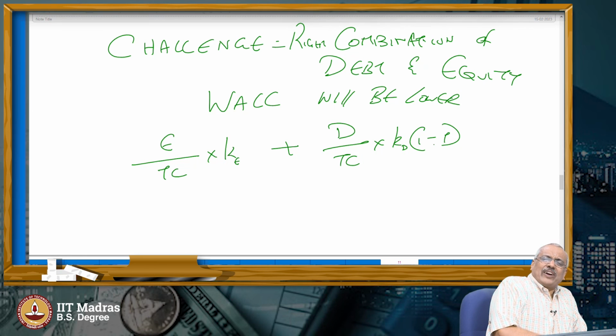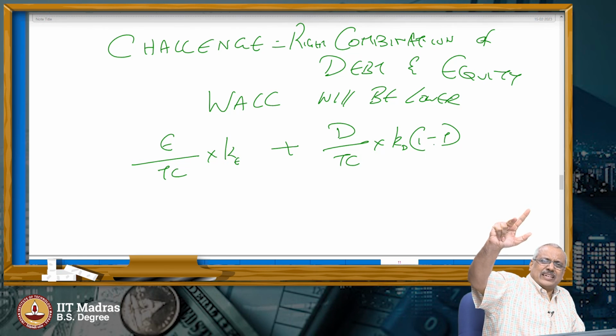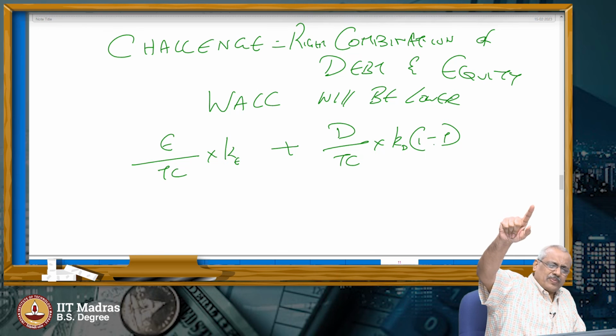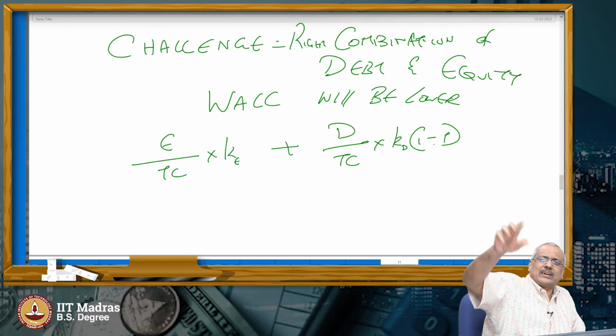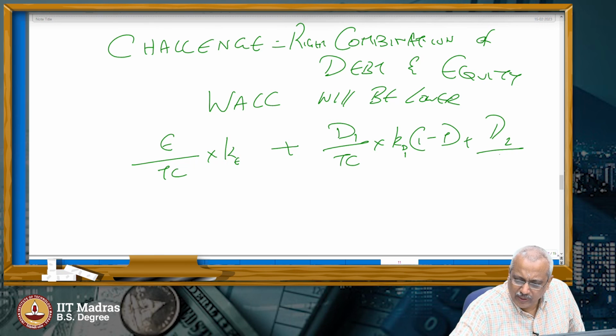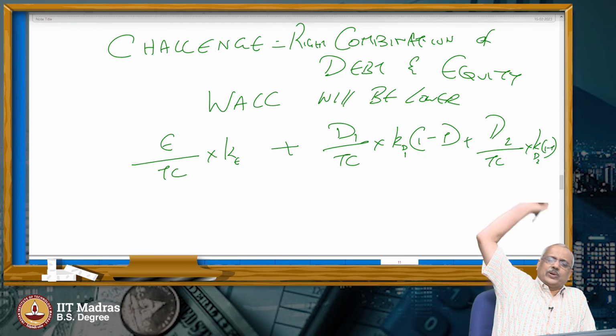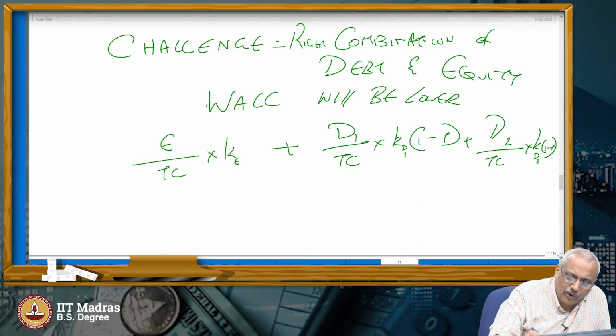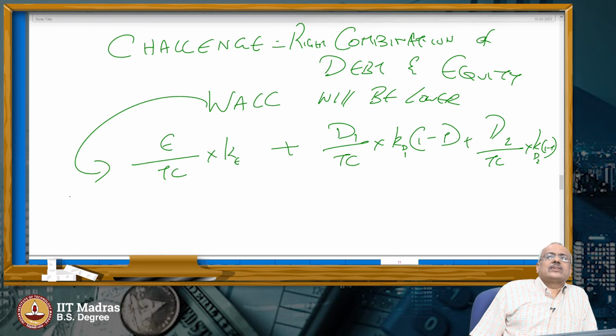Sir, what happens if I have borrowing from 10 different sources, borrowing from a bank, borrowing from a financial institution, borrowing from somewhere else, each will have a different cost. Yes, then I will say D1 into total capital into K of D1 plus D2 by total capital into K of D2, into 1 minus T and so on and so forth. It can be endless out there, and that is what we call WACC, weighted average.